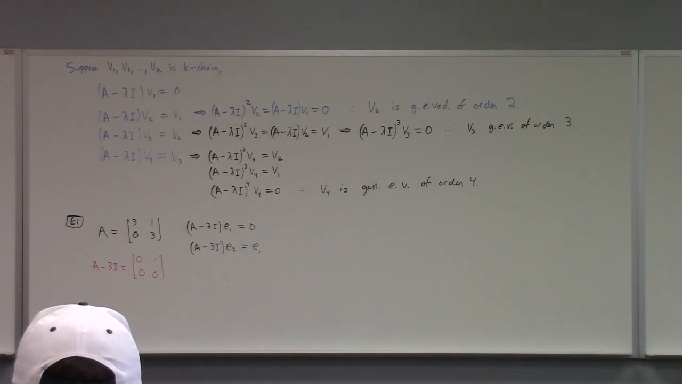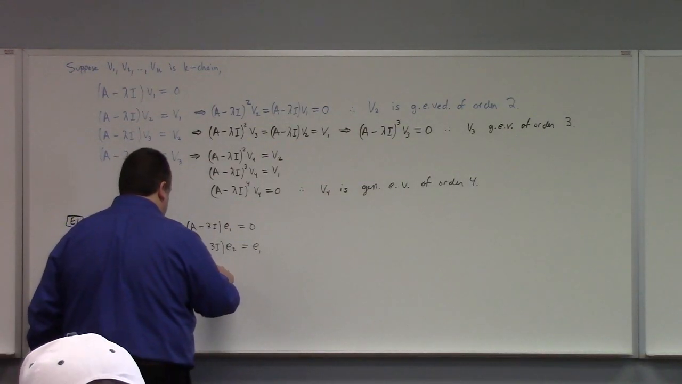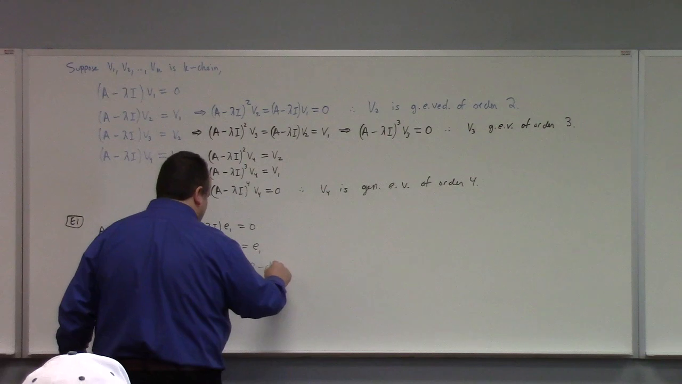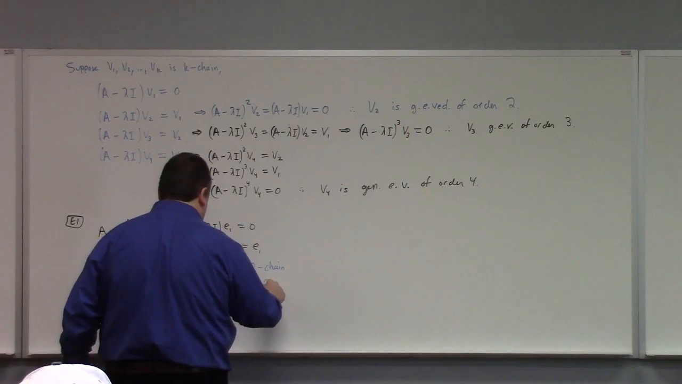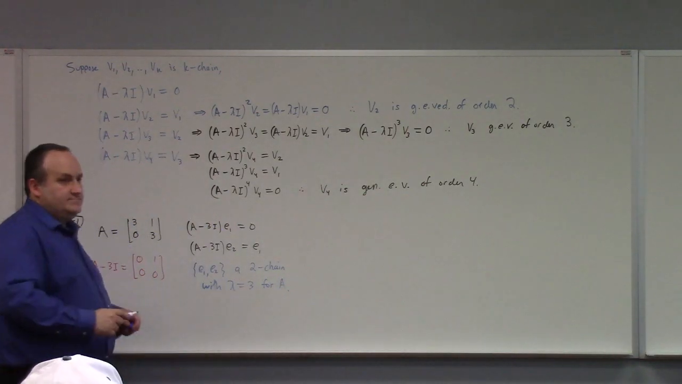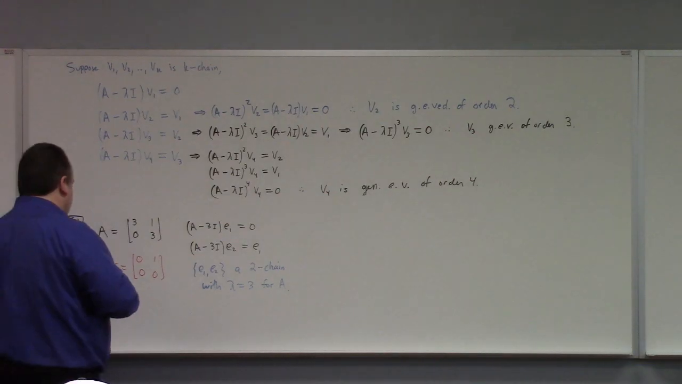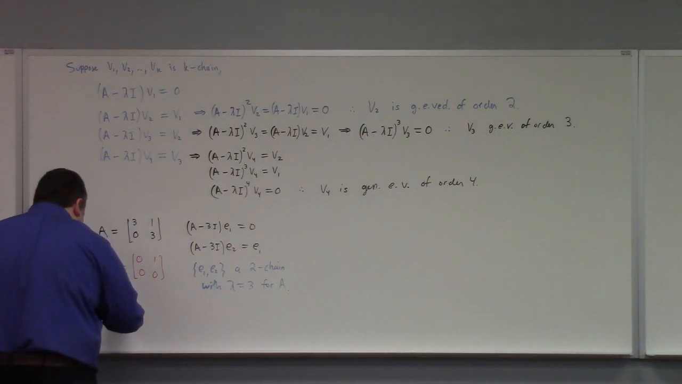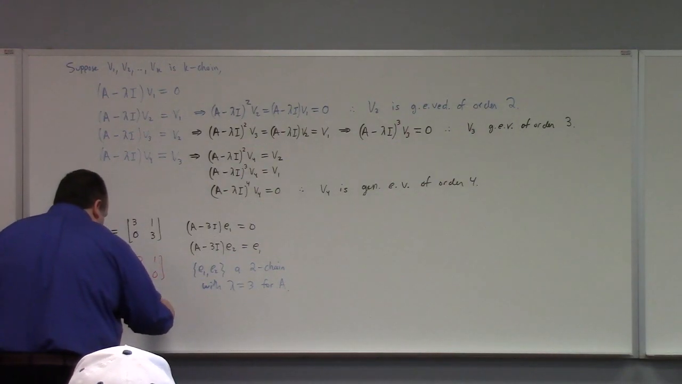Okay, so great. So this makes e1, e2 a 2-chain with eigenvalue 3 for A. So basically, here's the deal. If the standard basis is a Jordan basis and things are in their proper order, the matrix you're looking at is what's called the Jordan form. This A I gave you is nothing more than, by definition, the Jordan block. So this is J2(3).